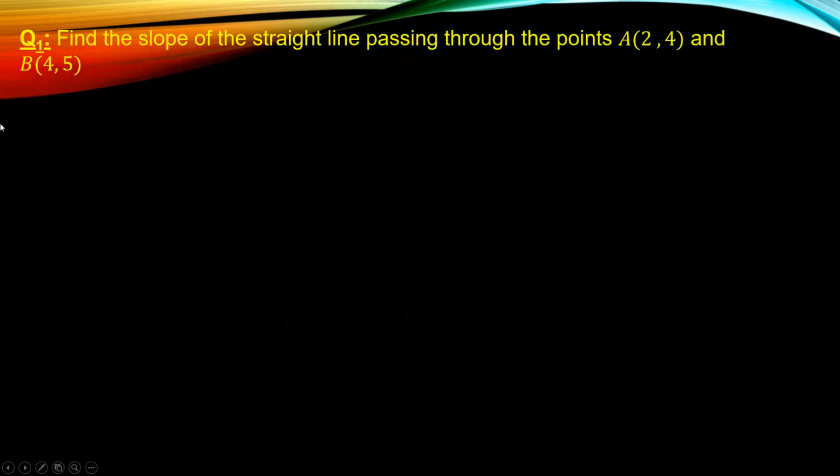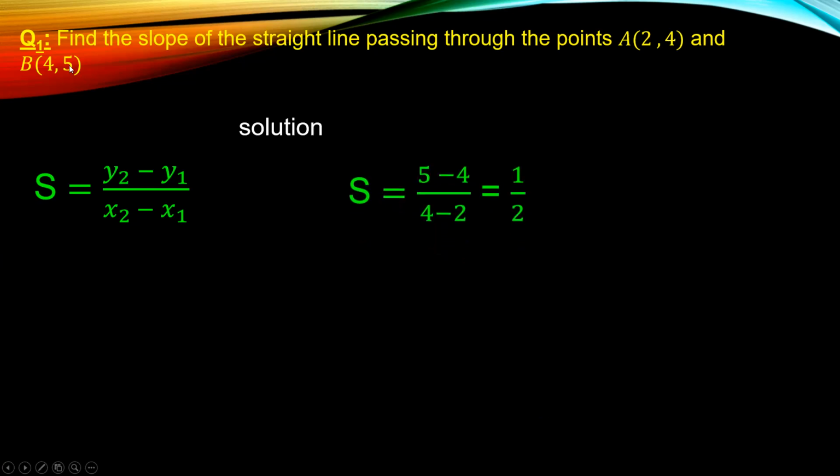Question 1. Find the slope of the straight line passing through the point A (2, 4) and the point B (4, 5). As we know, the slope equals (y2 minus y1) over (x2 minus x1). So it will be 5 minus 4 over 4 minus 2. Here 5 minus 4 equals 1 and 4 minus 2 equals 2, so the slope equals half.